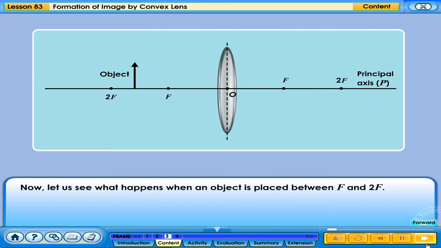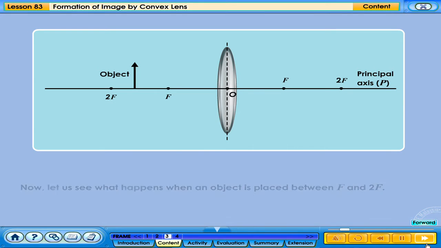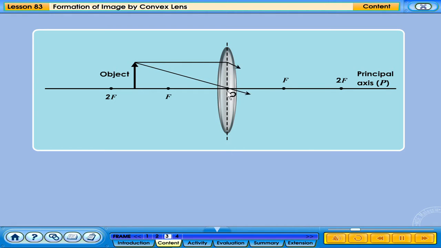Now let us see what happens when an object is placed between F and 2F. Click at the lens to find out. Can you describe the characteristics of the image formed? Is it the same as in the previous case where the object is placed beyond 2F?